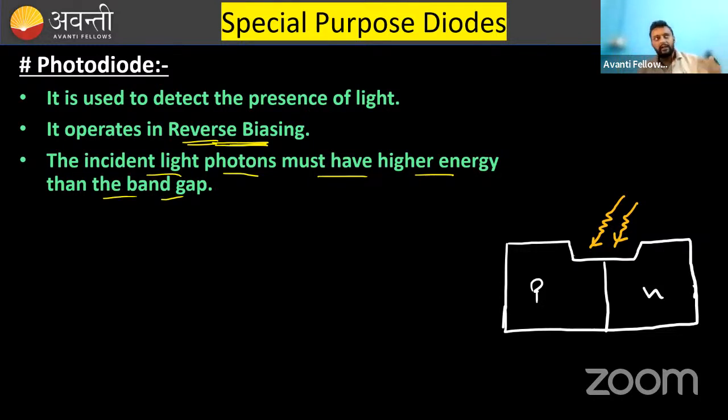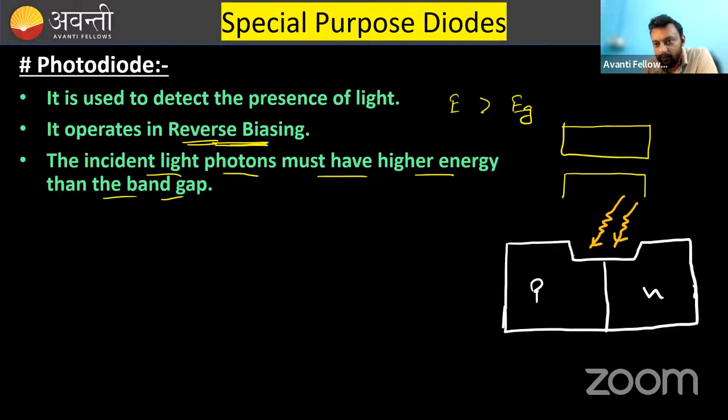Now, what will happen if light is incident on the junction and the light has energy greater than the band gap? You know the band gap thing? This is conduction band and this is valence band. You know this thing? Valence band, conduction band. And the electrons in the conduction band are called free electrons. Only they will conduct. And the holes in the valence band will conduct.